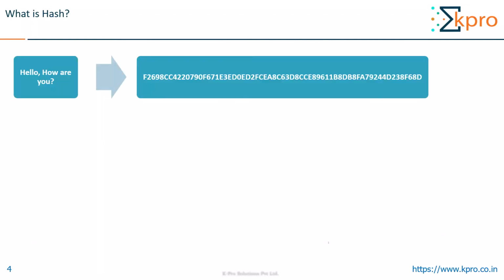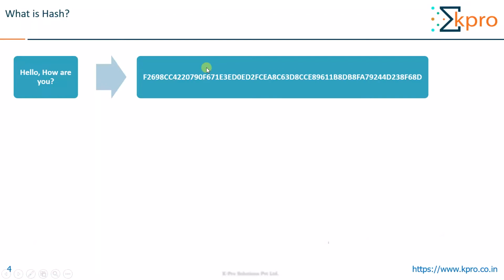When we are providing this as the input string, that is hello, how are you, we get this output string, which is a hexadecimal number, which is nothing but the number consisting of the numerals 0 to 9 and the alphabets A to F.